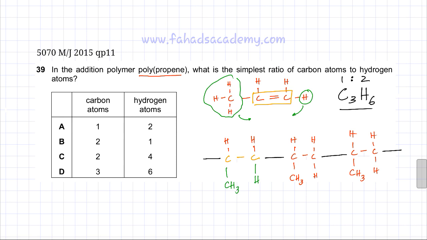Now remember this, when you form a polymer of polypropene, or if you form any addition polymer, there's nothing being lost or nothing being gained. So it's just a bunch of propenes that are adding up. So the ratio of the atoms is going to remain exactly the same. It's going to remain 1:2. So for every 1 carbon atom, there are going to be 2 hydrogen atoms. So option A is going to be the correct option for this particular question.